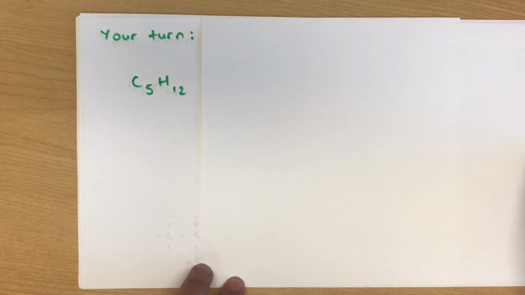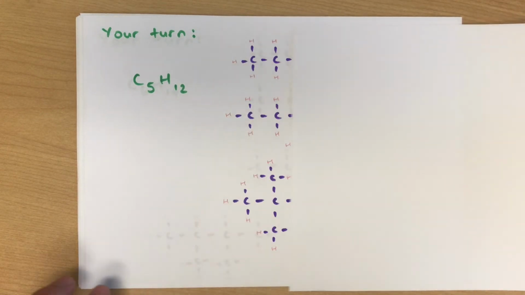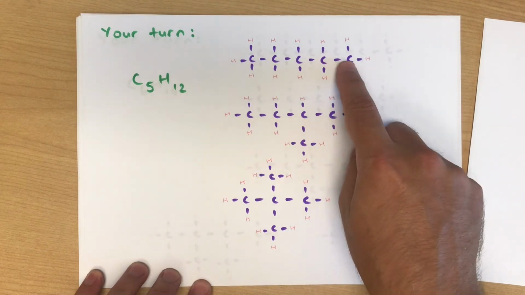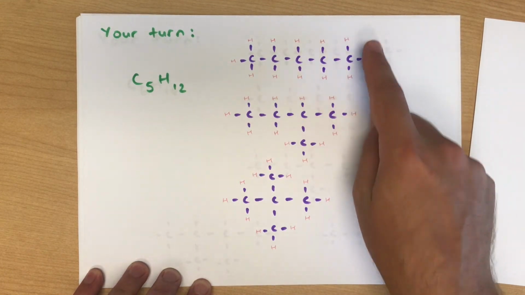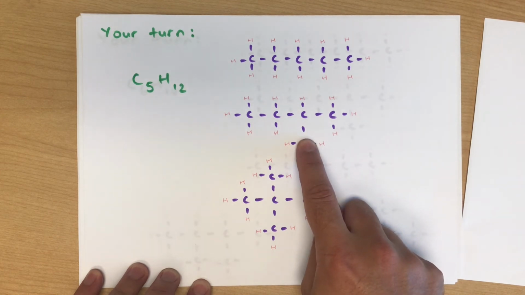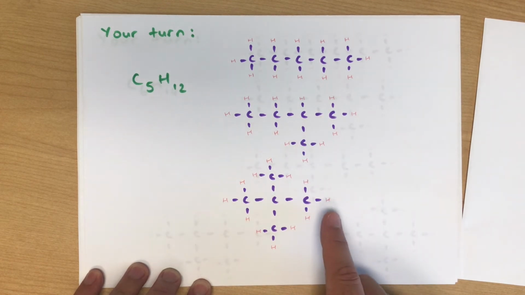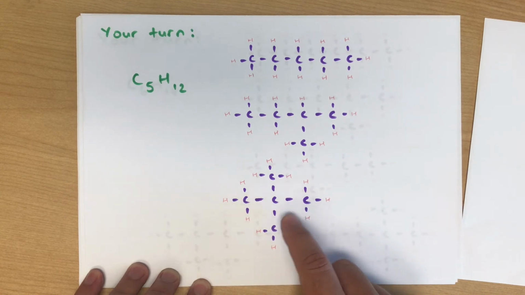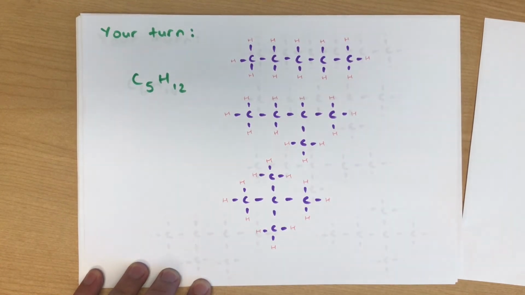The C5H12 structures that I drew were these ones. A 5-carbon chain, all the hydrogens around, a 4-carbon chain with a 1-carbon side chain as a second structural isomer, and a third option is a 3-carbon chain with 2 1-carbon side chains coming off. Those are the 3 possible structural isomers of C5H12. Have another go. Draw the structural isomers of C6H14. Pause the video here while you carry out this task.